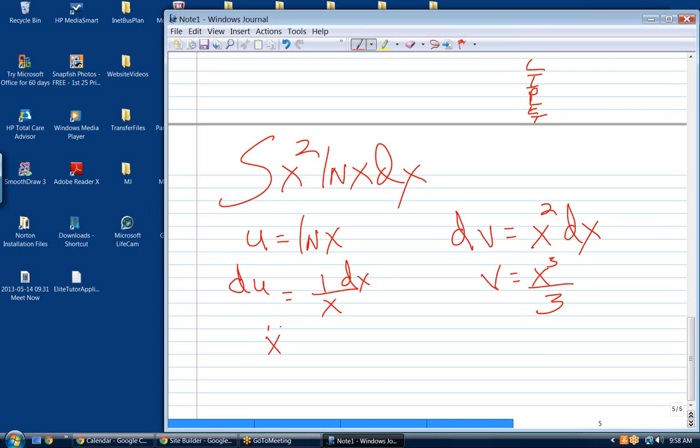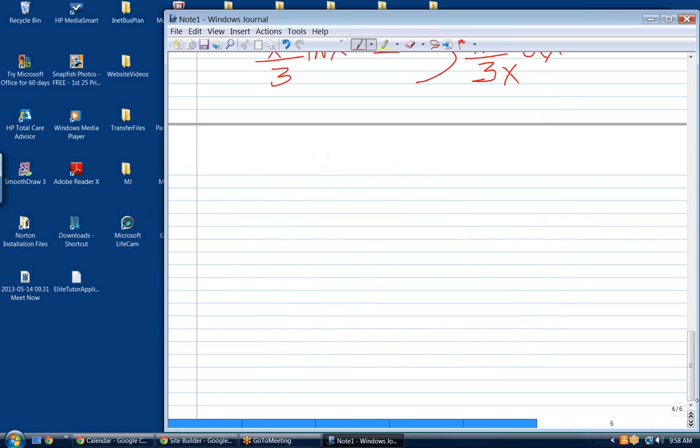Yeah, I usually put the polynomial in front just to avoid misreading the argument of the log. So that's uv. What's the rest of it? Minus the integral of 1 over x times x cubed over 3 dx. Okay. And now we have something we can integrate.